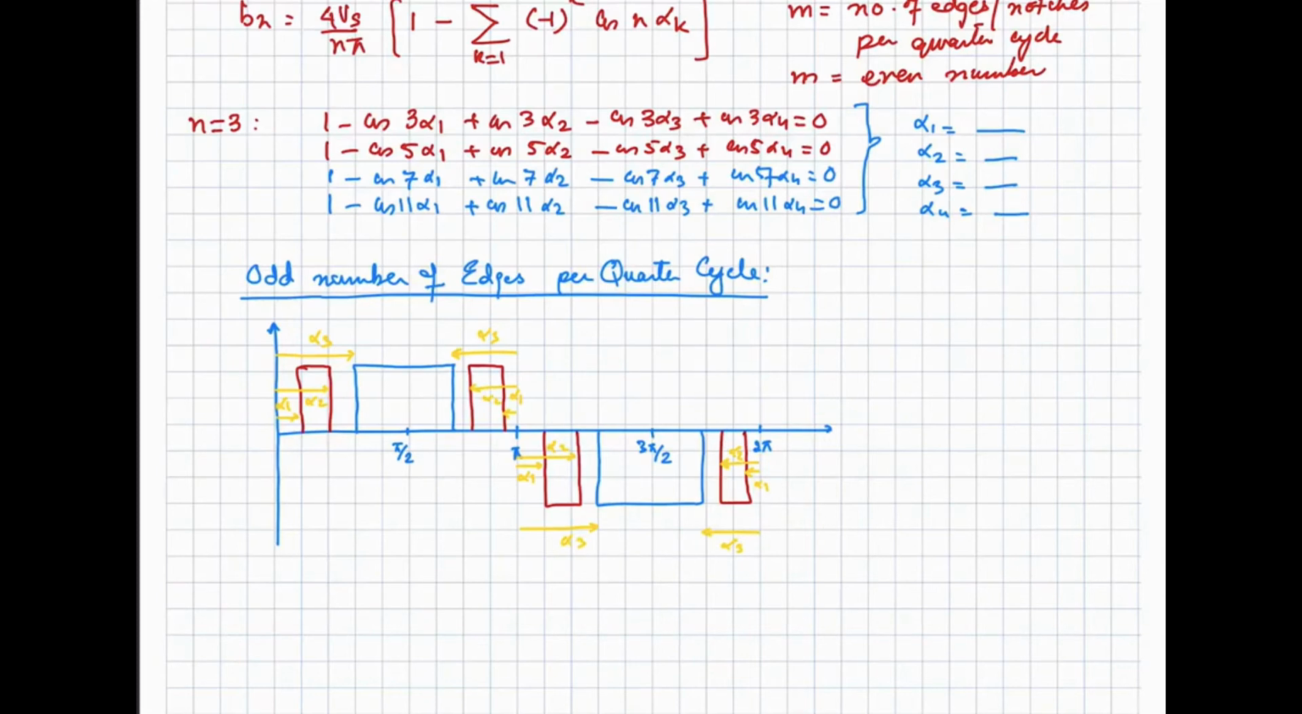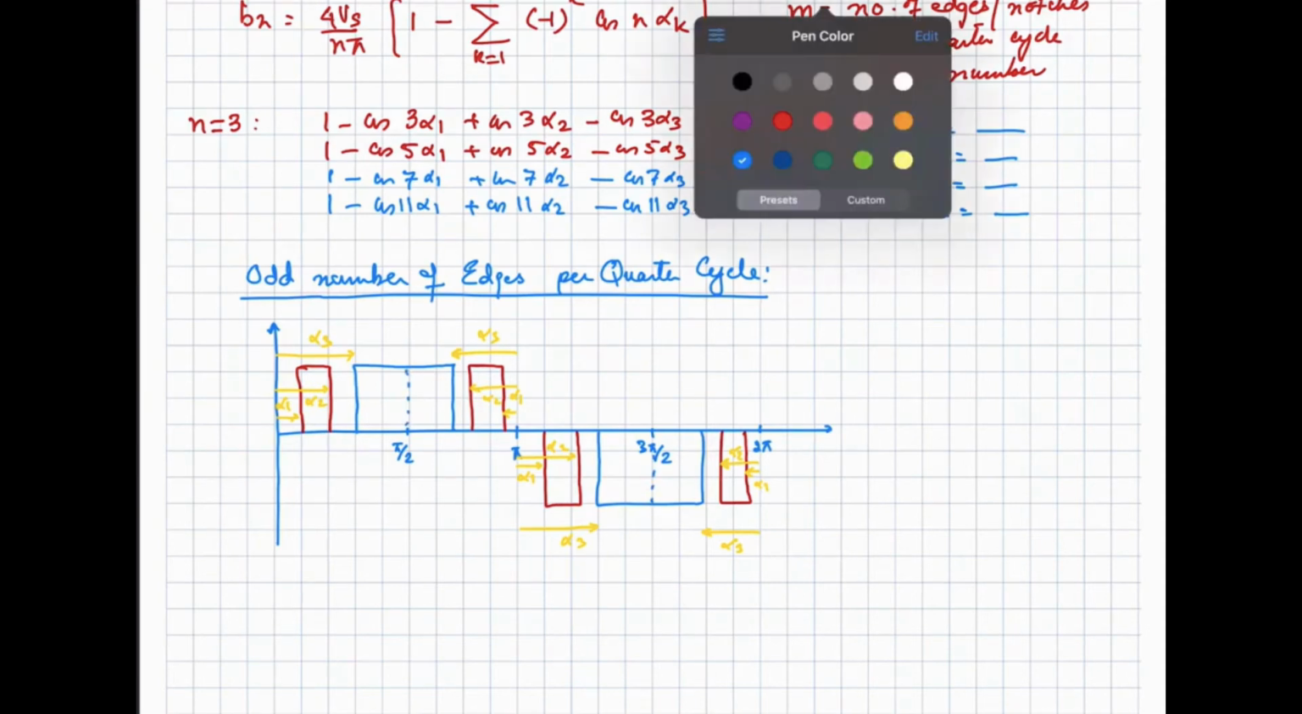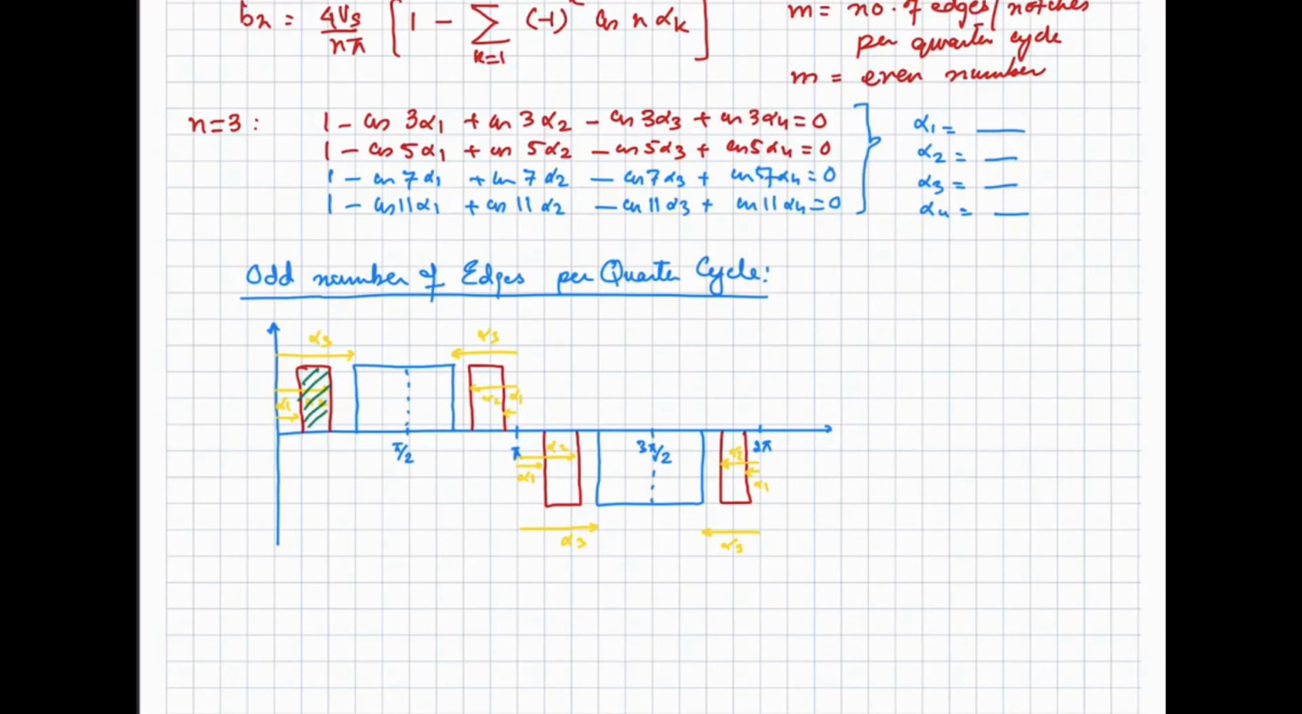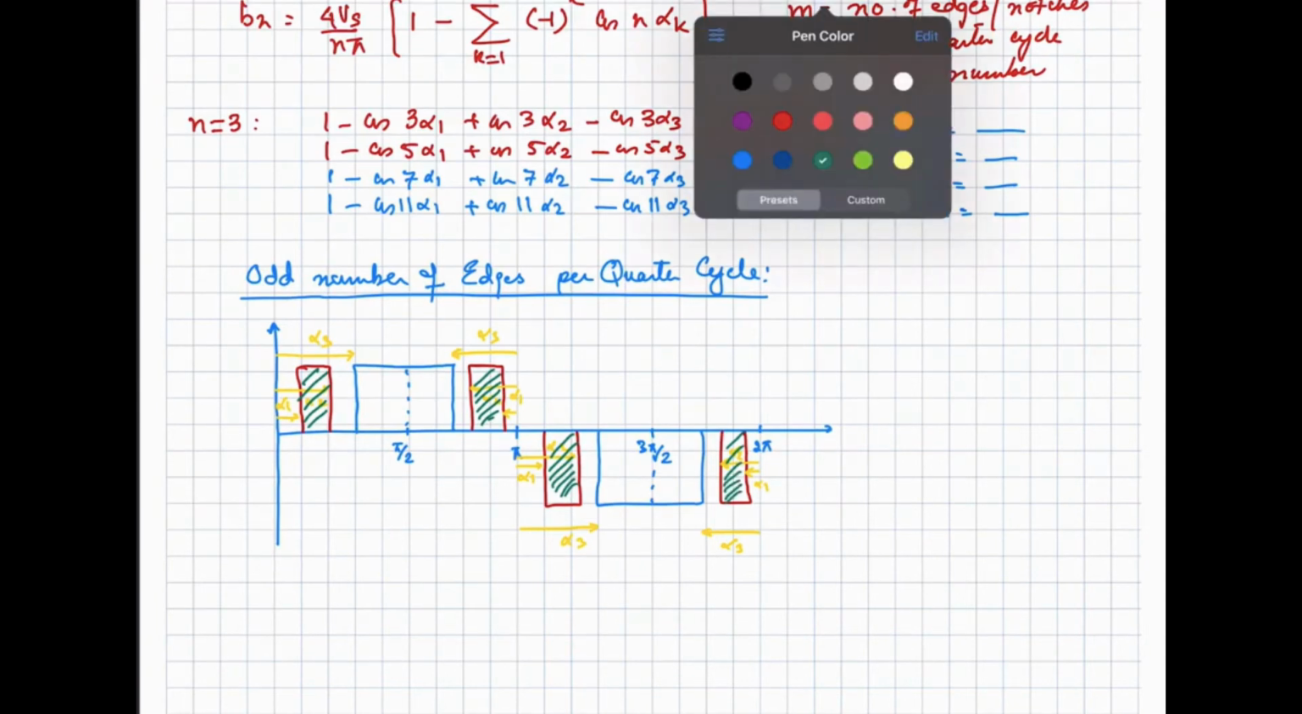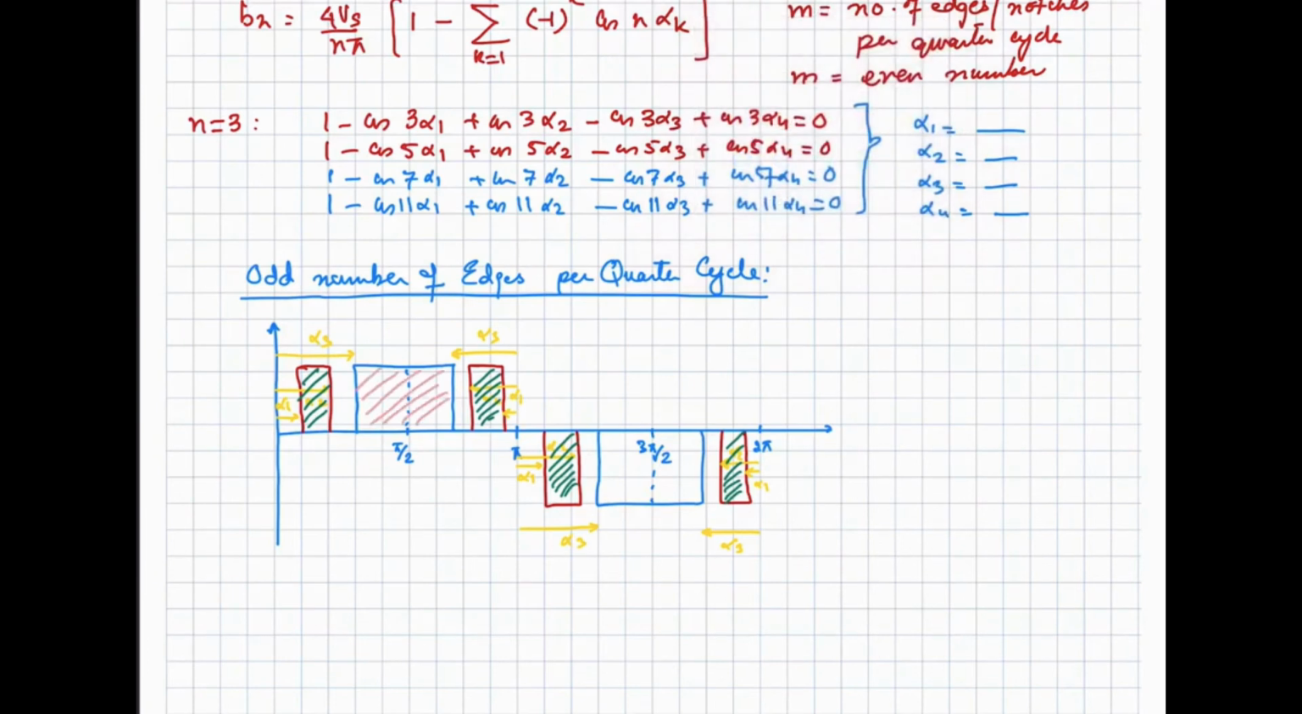So we have constructed the waveform in such a way that there exists the quarter wave symmetry and the half wave symmetry. Whatever is the width of this pulse, the same is the width of this pulse and this pulse. And whatever is the width of this pulse, the same is the width of this pulse. So there exists the quarter wave symmetry and the half wave symmetry. So A naught is equal to 0, An is equal to 0, we need to calculate Bn.